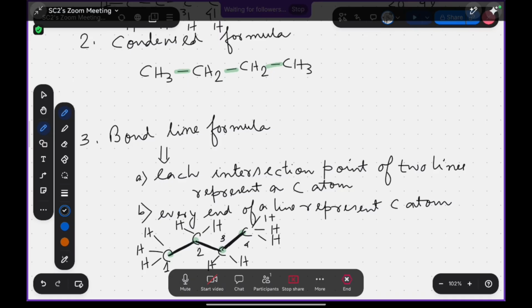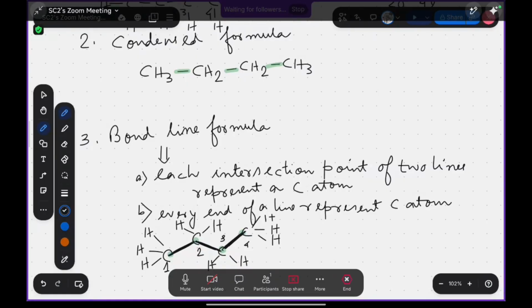So it doesn't matter which compound it is. In bond line formula, you always represent the bonds by lines in such a way that whenever two lines intersect, the intersection point will be a carbon atom, and the corners of the line will be a carbon atom. The hydrogen atoms need not be represented. It has to be kept in your mind.